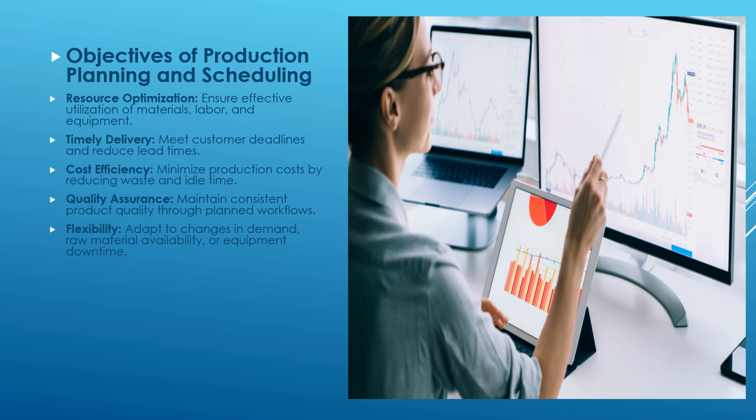Timely delivery involves meeting customer deadlines and reducing lead times. Cost efficiency involves minimizing production costs by reducing waste and idle time. Quality assurance involves maintaining consistent product quality through planned workflows. Flexibility involves adapting to changes in demand, raw material availability, or equipment downtime.